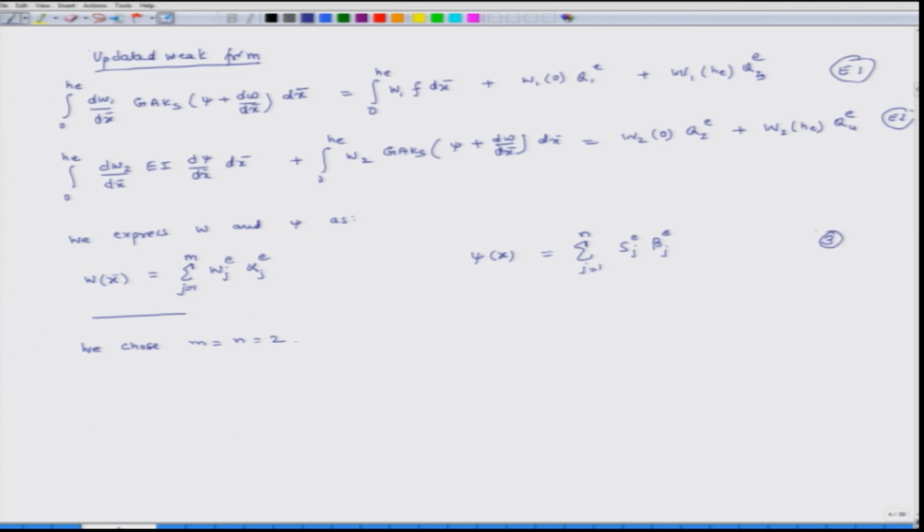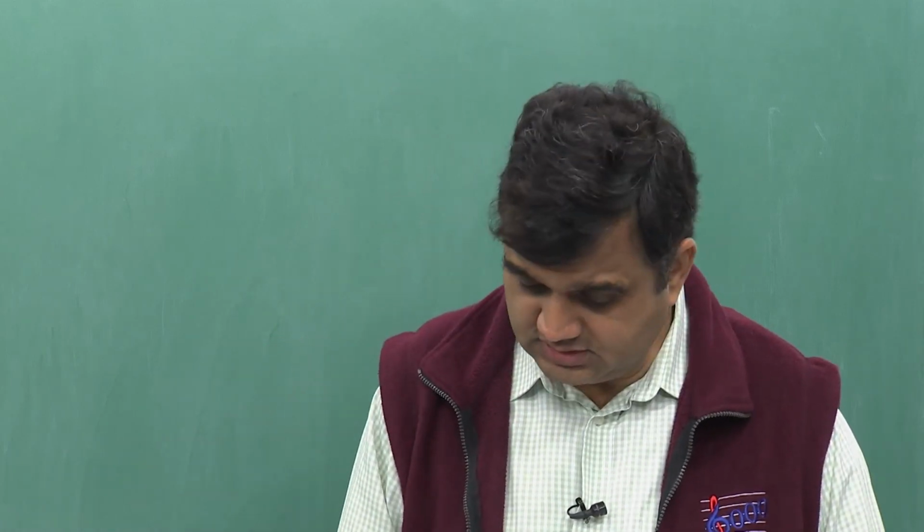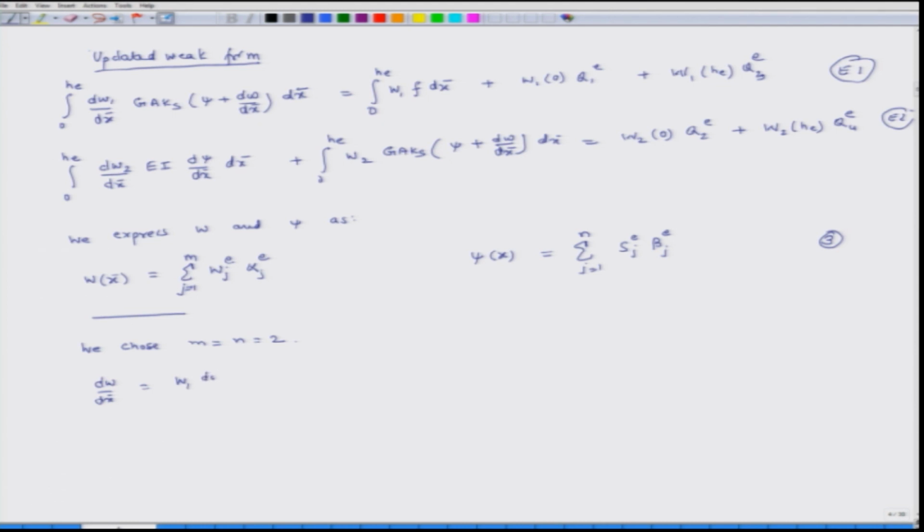So, let us call these equations 3. So, if that is the case, then dw over dx bar, with m equal to 2, W is W1 times alpha 1 plus W2 times alpha 2, right. So, dw over dx is W1 d alpha 1 over dx bar plus W2 d alpha 2 over dx bar. Okay. And in our earlier classes, we have seen that a linear function over an element can be expressed as alpha 1 equal to x bar over he, and alpha 2 equal to 1 minus x bar over he. We have developed these functions.